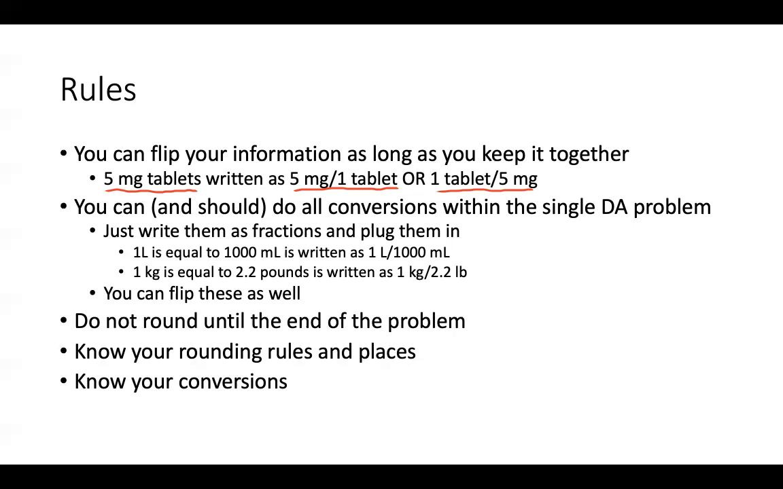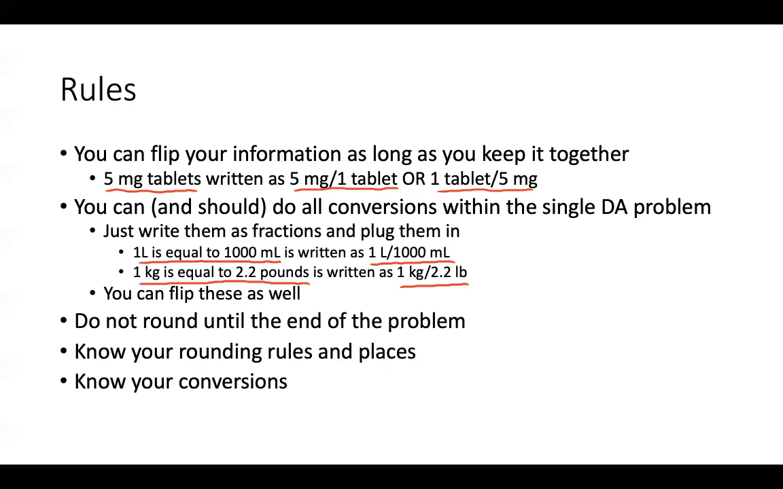So here's an example of what I'm talking about. 1 liter is equal to 1,000 milliliters is one of those conversions that was included a couple of slides ago, right? That you need to know. So you're going to write that as 1 liter over 1,000 milliliters. Okay, another conversion that's important that you know, 1 kilogram is equal to 2.2 pounds. And you're going to write that as 1 kilogram over 2.2 pounds. And you can flip these. You can flip any and everything that you're using in these problems, okay?